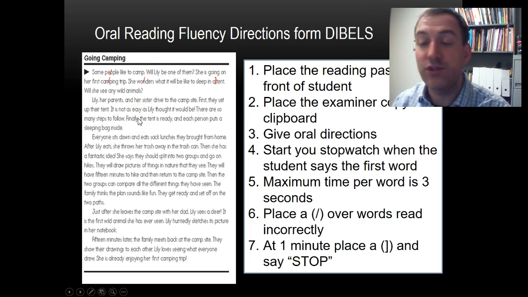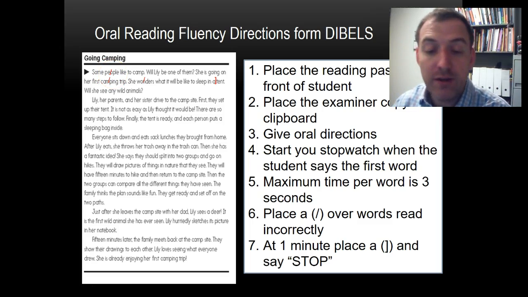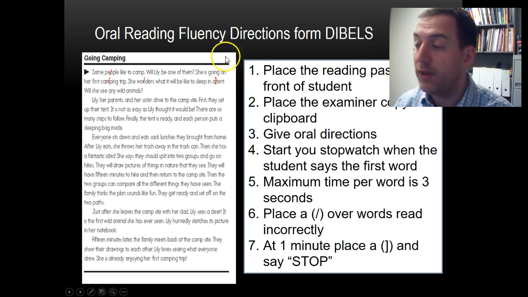And you'll ask the student just to read out loud to you for 1 minute. So you'll time 1 minute. And as the student reads, if there's a word that they don't know how to read, or if they misread, then you simply put a slash through it, indicating that they didn't get it. You tell them the word and they continue on. At the end of 1 minute, you stop, you indicate where the student got to, and then you count out the number of words that they read correct in that 1 minute, and that becomes your score.